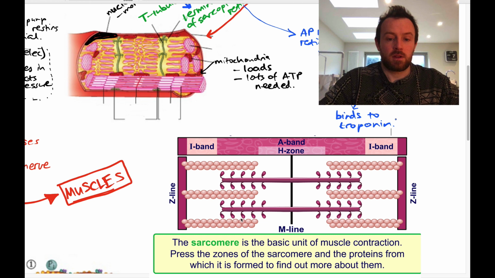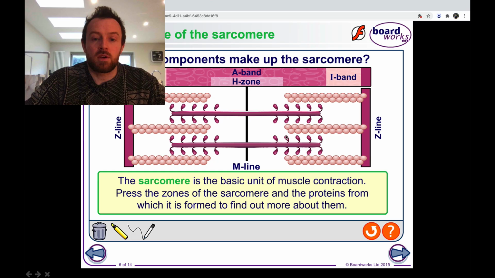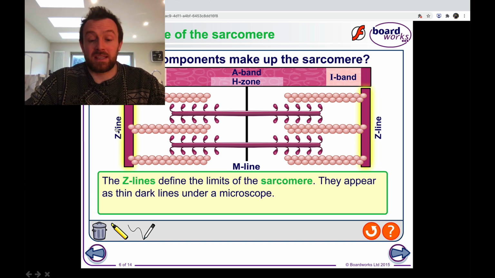Okay, so now let's look at this animation here, and you'll notice that this is on your mind map, so you can go ahead and label the mind map using these terms. Okay, so the sarcomere is the basic unit from Z line to Z line. So the Z line is the limit of the sarcomere, so you could label the Z lines there, and they appear as dark lines under the microscope. In the middle, we've got a different line called the M line.